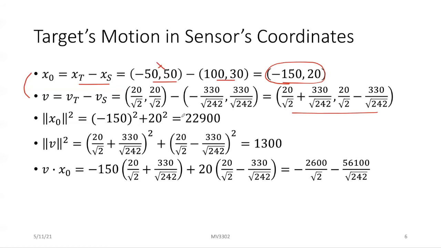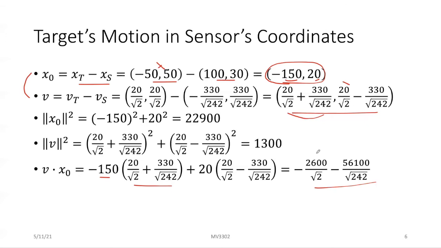And then when we look at the inner product, again, the inner product would be the x. So it'd be 150 times this first element plus 20 times the second element here. So minus 150 times this, 20 times that. And so again, we get this, which is likewise, as before, a negative value. So that tends to indicate that the target is heading toward the sensor. Now, we still don't know if it's going to actually hit it or not, but we do know that we are going to have two real roots.